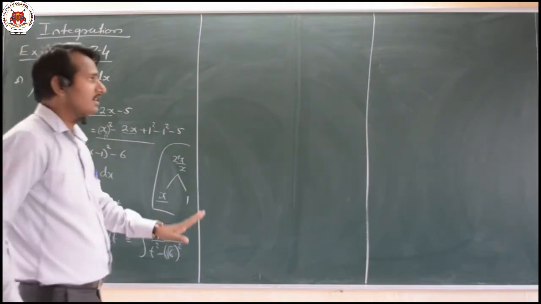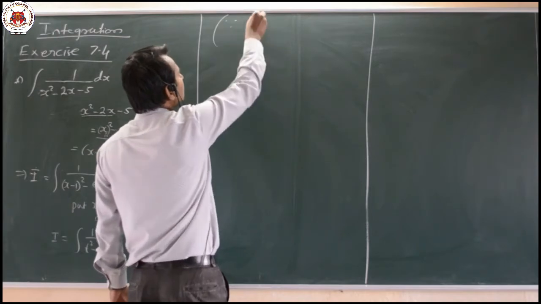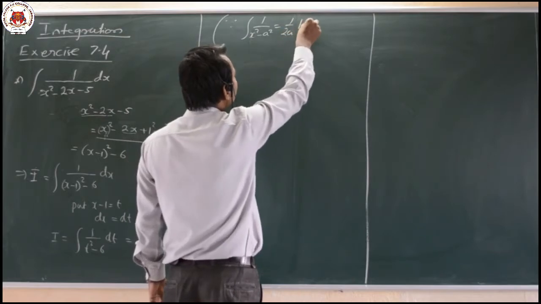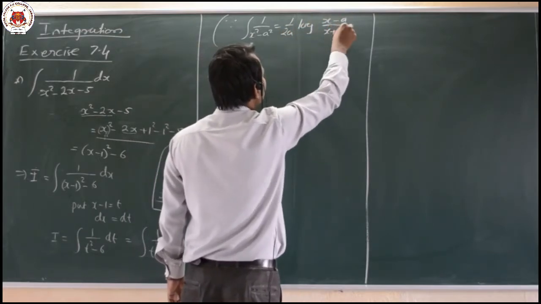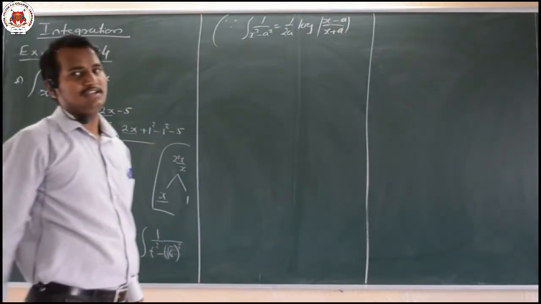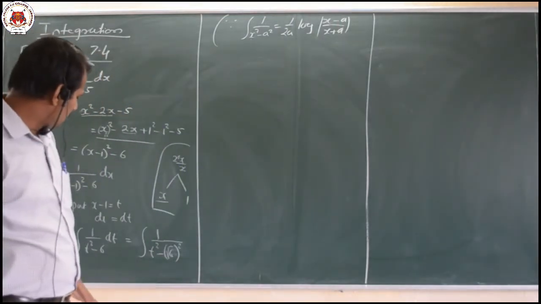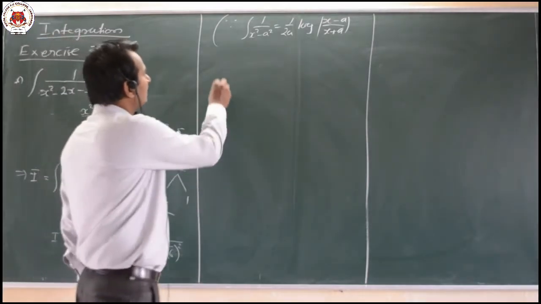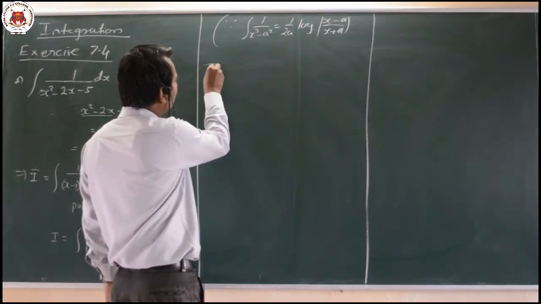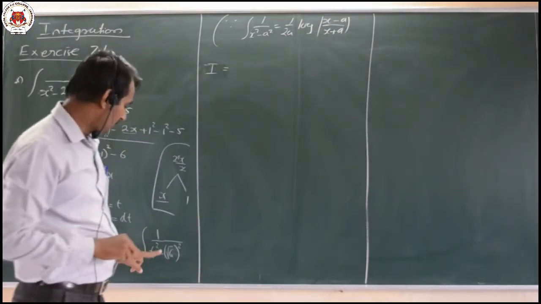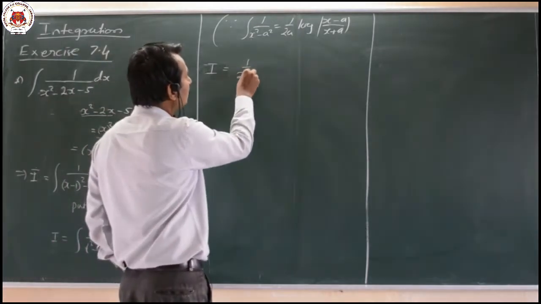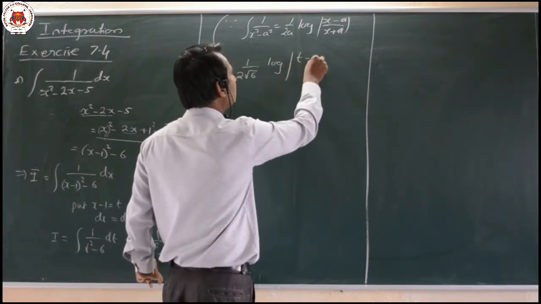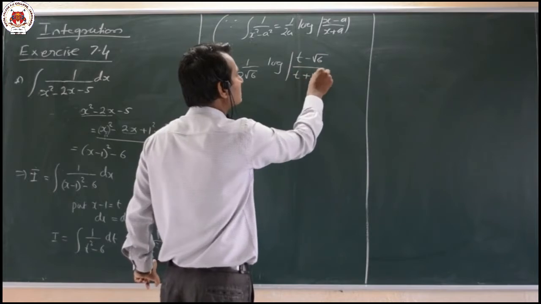Now what is that x square minus a square formula? That is the integral of 1 divided by x square minus a square equal to 1 by 2a log of x minus a divided by x plus a, plus an integral constant. Now here you have to substitute t in the place of x in the formula. So I, the integral value, is equal to 1 by 2a, that is 1 by 2 into root 6, into log of t minus root 6 divided by t plus root 6.